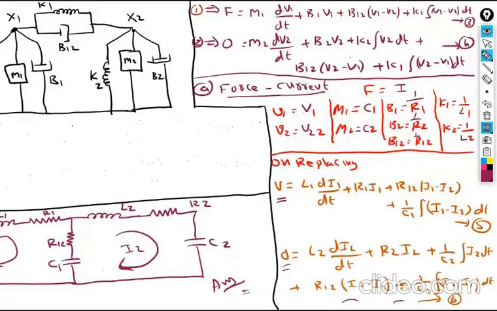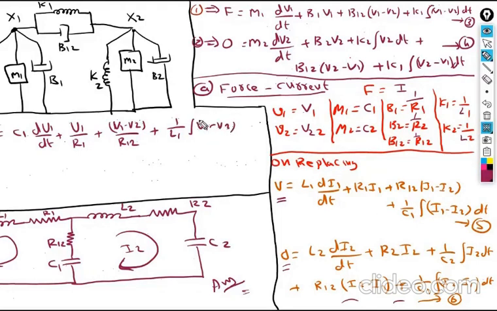If you write the equation once again, equation 1 implies what you will get? Force F place lo what will come, current I is equal to, M place lo what comes, C1, into V place lo velocity, V place lo what, voltage. So C1 dV1 by dt plus V1 by R1 plus V1 minus V2 by R12 plus integral 1 by L into integration of V1 minus V2 dt.